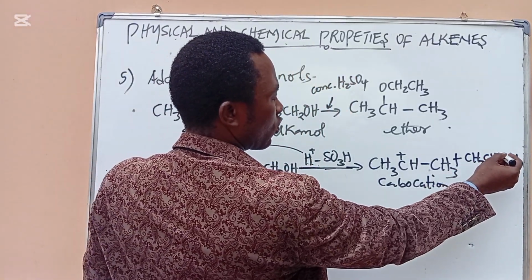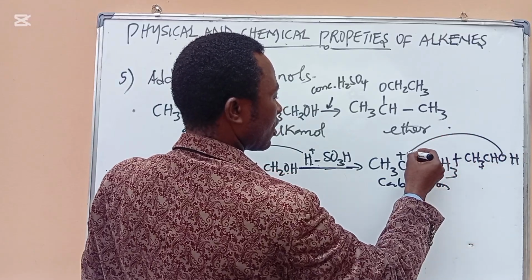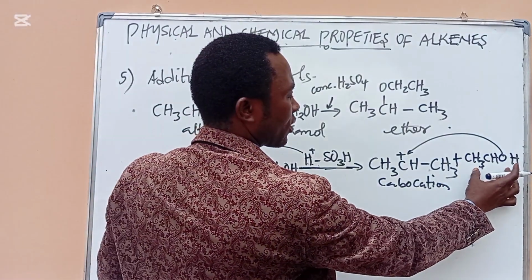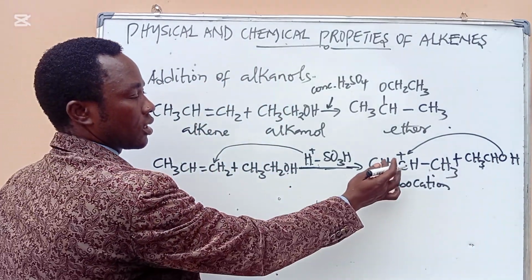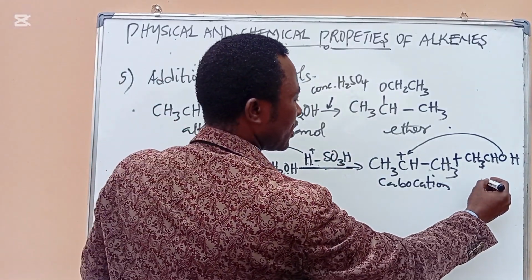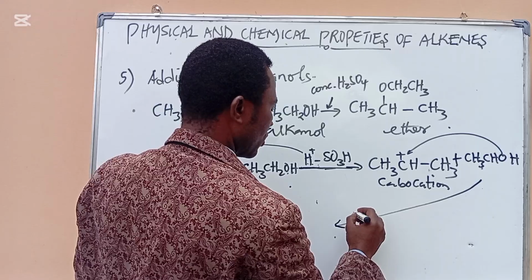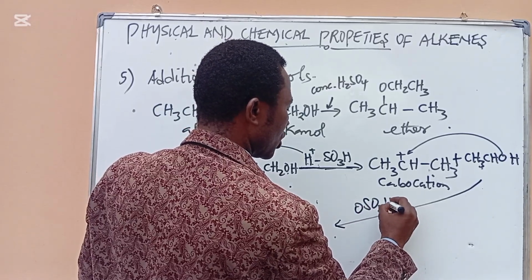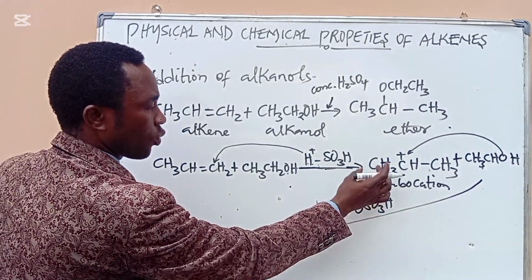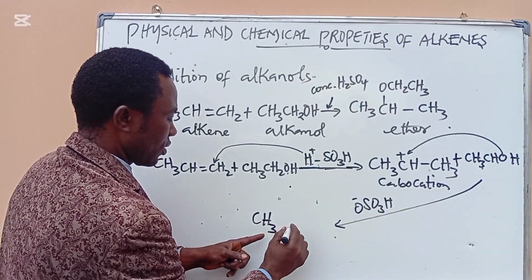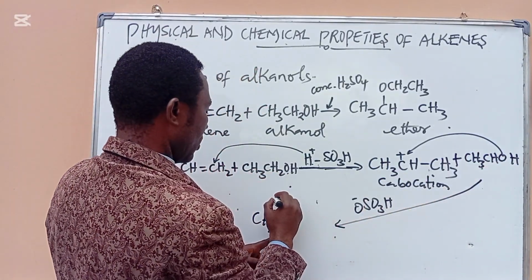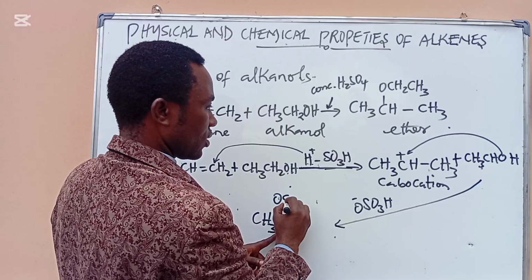So this will pick the positive carbon, because the alcohol is now acting as a nucleophile. This one is the electrophile because it is electron deficient. Remember, the OSO3H is carrying a negative charge now. So when it picks it, what we now have is CH3 CH, then the O here, OCH2, CH3, and remember there is a hydrogen here, H plus, then we have a CH3.